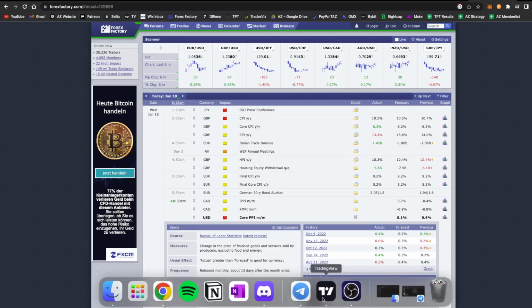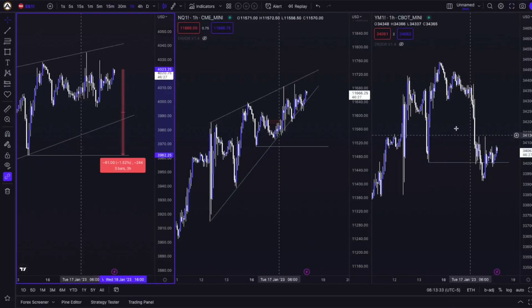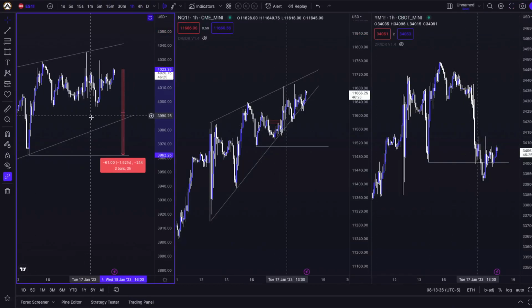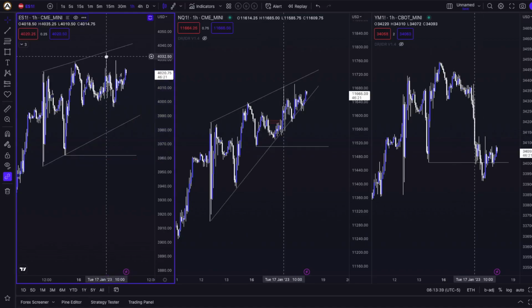But those are all yellow folders, so they're not having a very high impact. All right, so let's go over to the chart. That's the general structure that we're looking at if we compare all the indices. Currently, they look very different from each other.